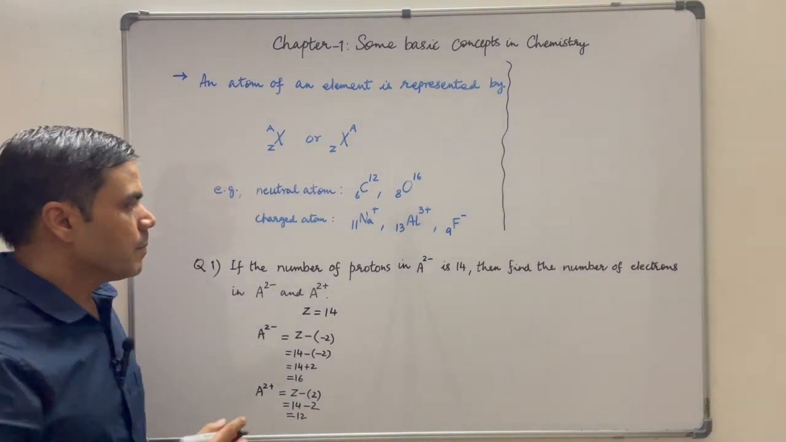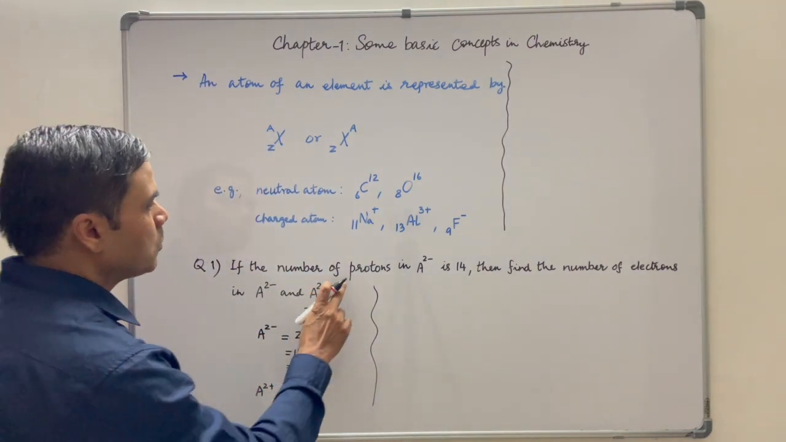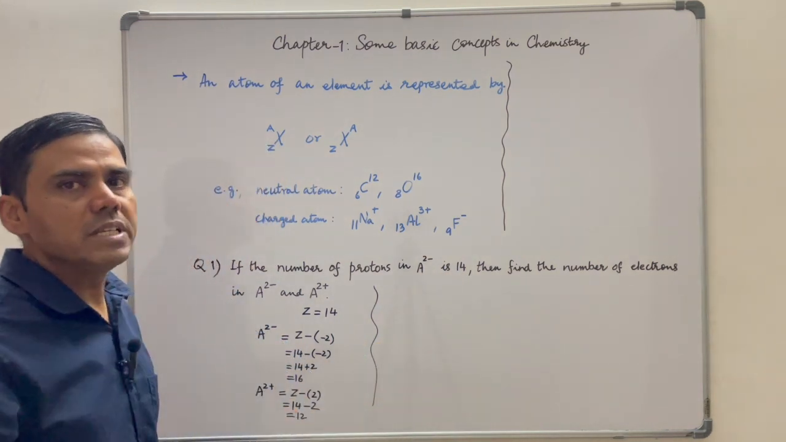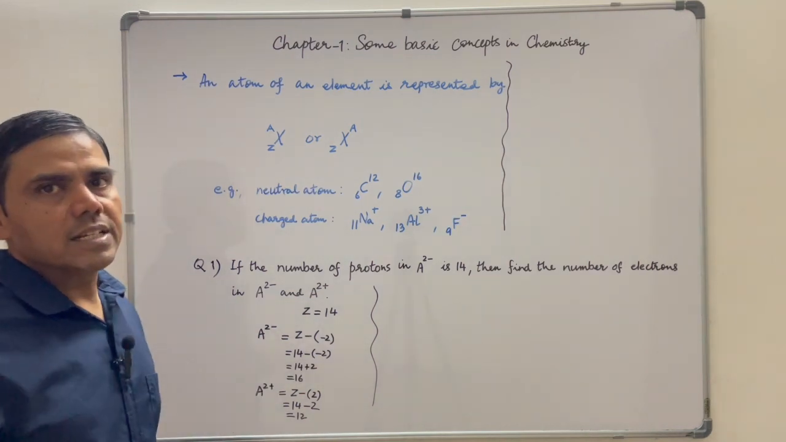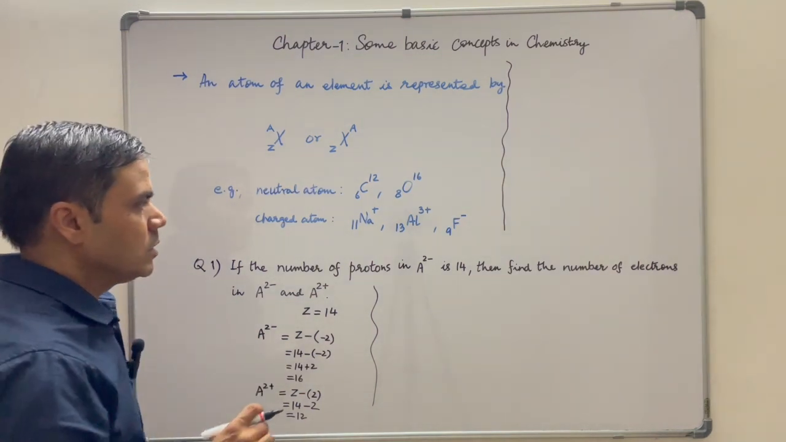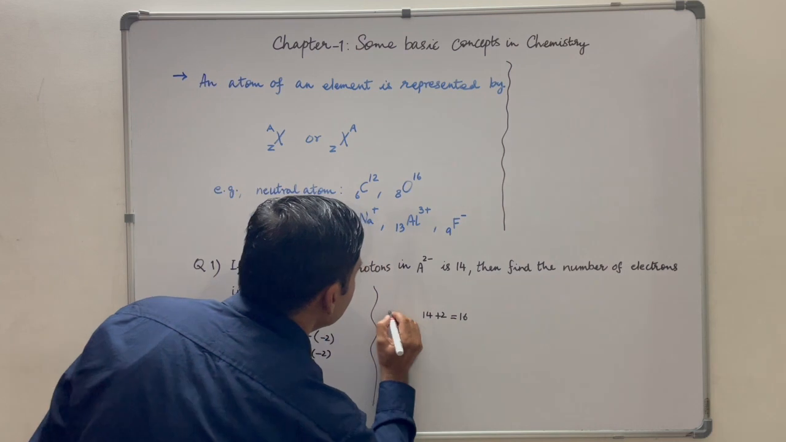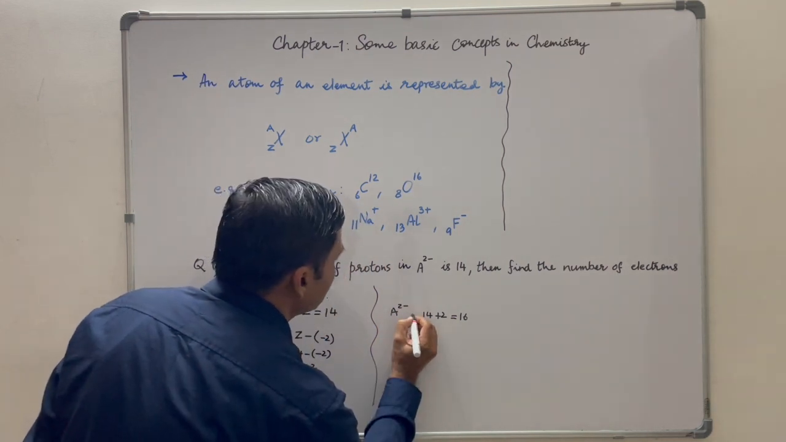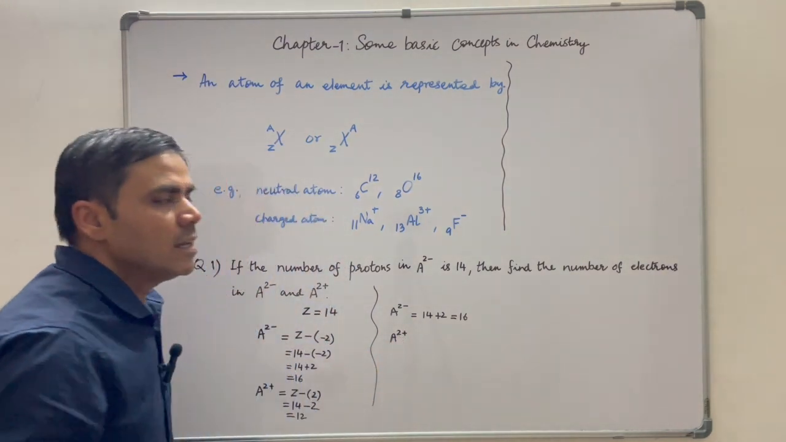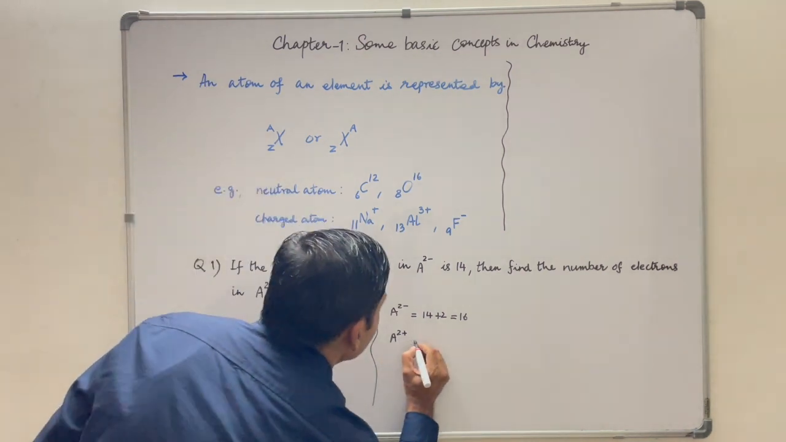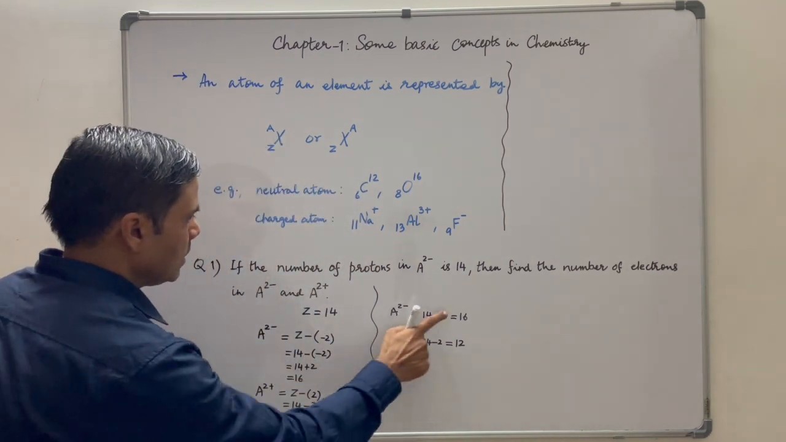There is a quicker method. Suppose A is not charged atom, this is neutral atom. So number of protons will be equal to number of electrons, means 14 electrons. But A2 minus is negatively charged and it is having 2 surplus electrons. So we will add 2 in 14. So 14 plus 2 means 16. In A2 minus, number of electrons is equal to 14 plus 2, 16. Similarly, in A2 plus, there is a shortage of 2 electrons, means 14 minus 2, that is equal to 12 electrons. See, the result is same.